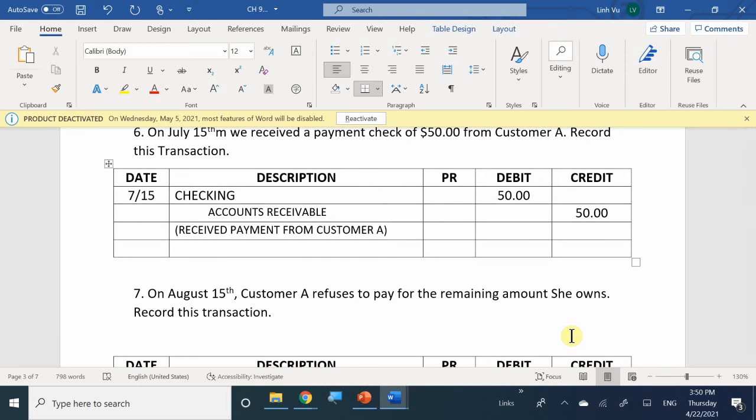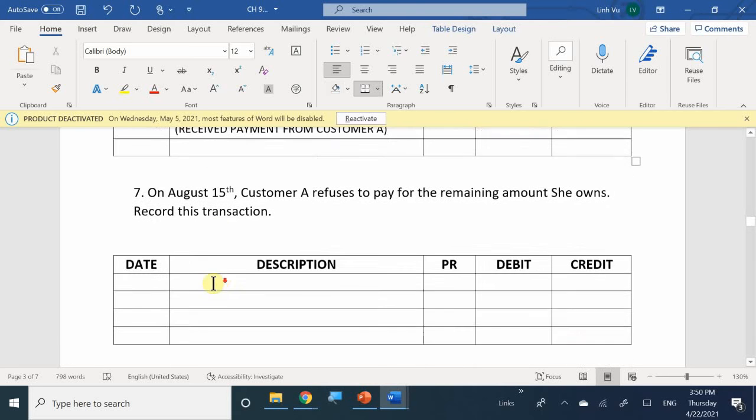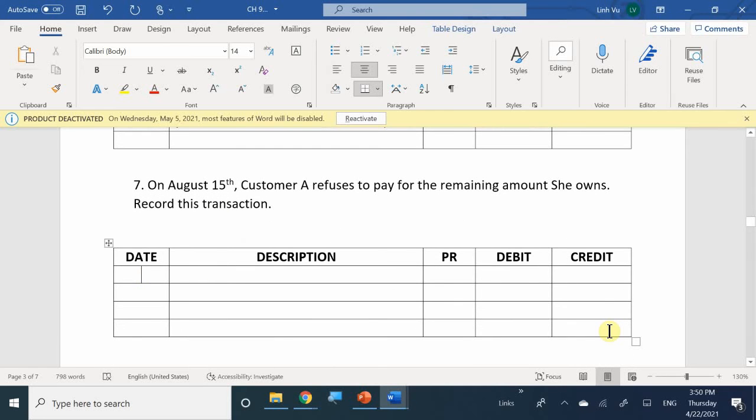On August 15, customer A refuses to pay for the remaining amount that she owes us. Okay? So how do we record this transaction? I remember this term from yesterday. I just can't bring it out of my mouth. Okay? It's okay. Take your time.